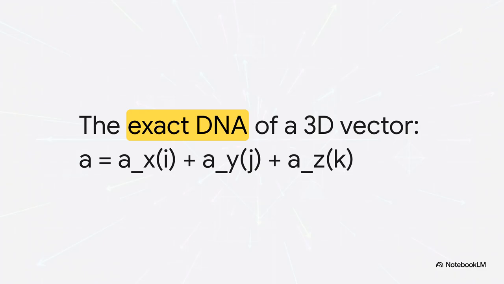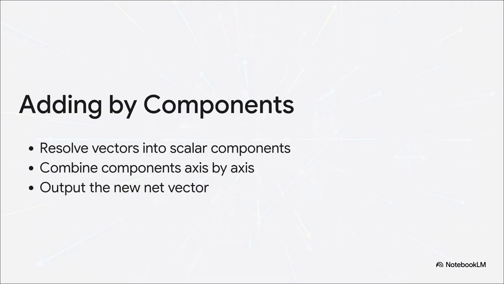You're seeing exactly how much it moves in the x direction, the y direction, and the z direction, all added together to form the final shape in our neon grid. Now this is exactly why we use this system. Remember that super tedious drawing of arrows head to tail we talked about? Well, once your vectors are in component form, adding them becomes ridiculously easy. You just add them axis by axis.